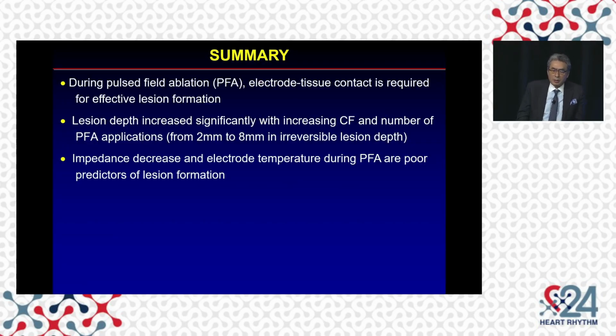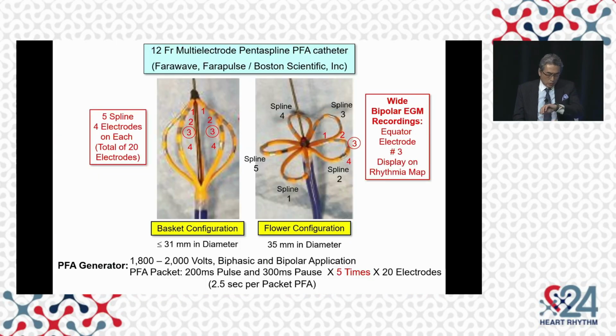So in summary, during a PFA, electrode-tissue contact is required for effective lesion formation. Lesion depths increase significantly with increasing contact force and the number of PF applications, from 2 millimeter up to 8 millimeter. Better not ignore the contact force information. Impedance decrease and electrode temperature during a PFA are poor predictors of lesion size. So this is just 1 minute more.